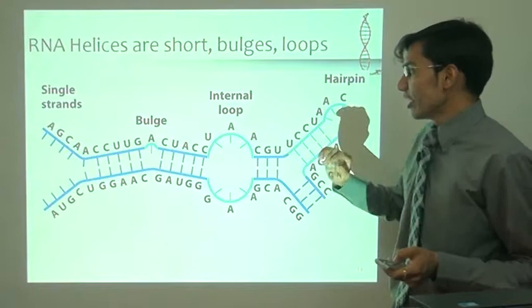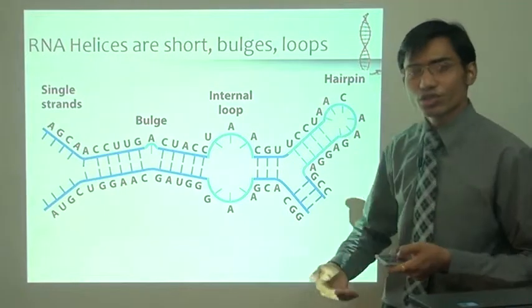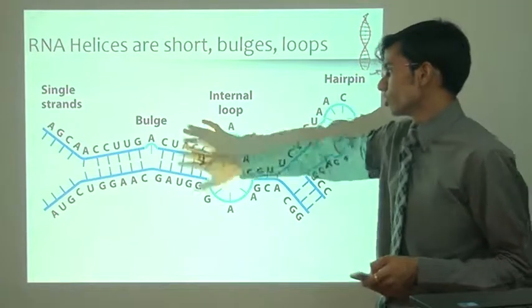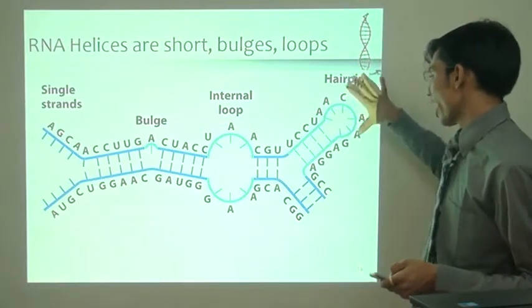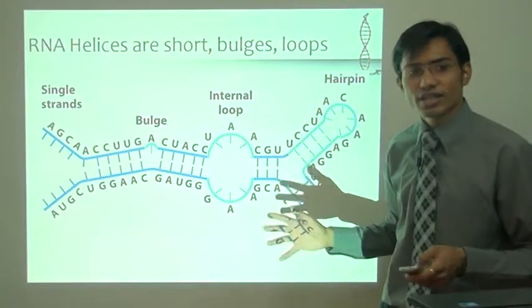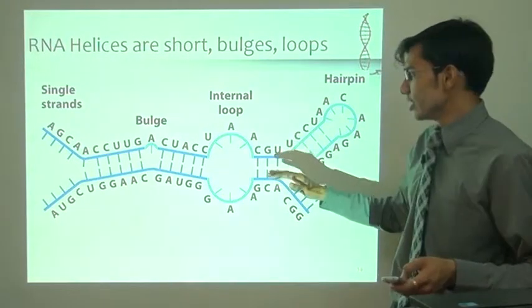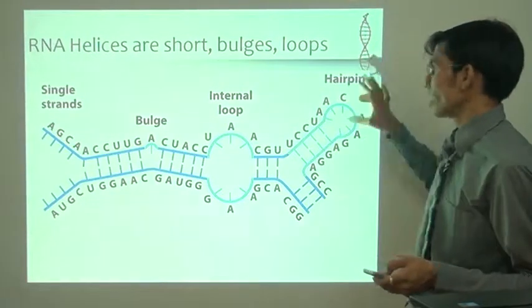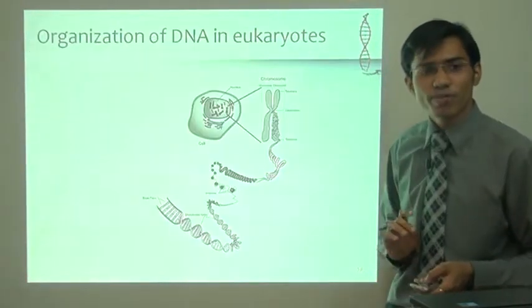Now RNA has some different structures inside a cell, which include bulge structure, internal loop structure or hairpin structure. These are typical secondary structures of RNA, which we are not going to see in detail, but we are going to see that these are different kinds of RNA structures which are possible in the cell.